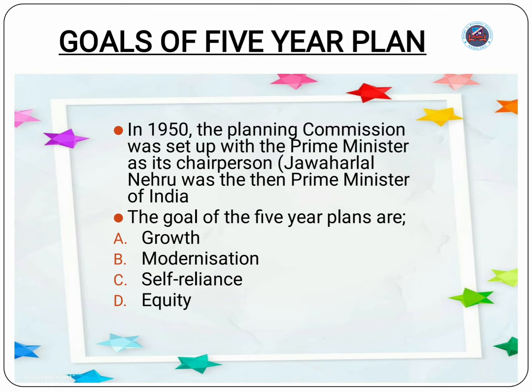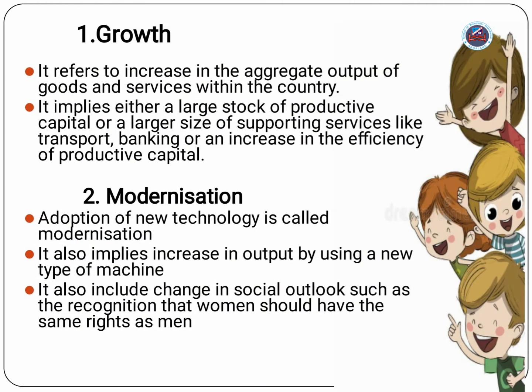You have learned that in 1950 the Planning Commission was set up with the Prime Minister as its chairperson, which means now the era of 5-year plan had begun. Let us now learn some of the different goals of 5-year plan. The goals of 5-year plan are growth, modernization, self-reliance, and equity.